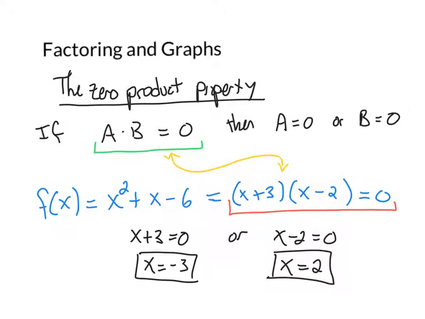So in the case when I'm interested in determining the zeros of a quadratic function, factoring is a very powerful tool for me. What it does is it allows me to use this zero product property and take something that was one big piece, and break it up into two more manageable pieces to get my answer.